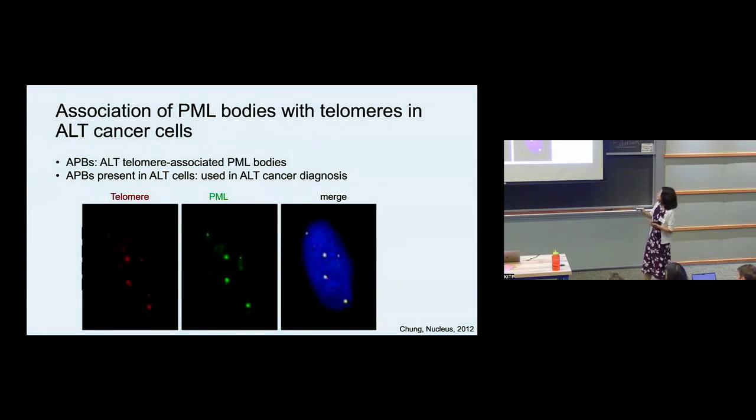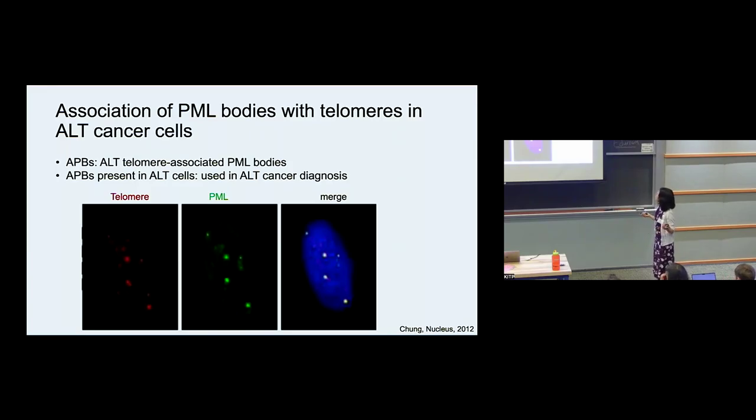The stable association is the localization of PML bodies to telomeres in some specific cancer cells. And this is so stable that if you just stain cells or cancer tissue, you will see this co-localization between telomeres and the PML bodies. It is so unique to those cancer cells that it is actually used as a diagnostic marker in the clinic.